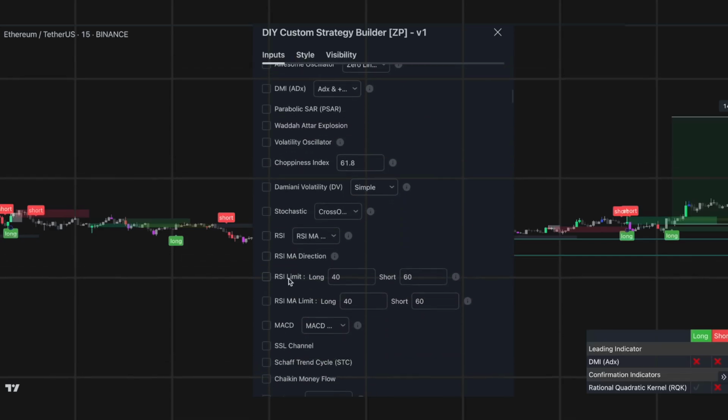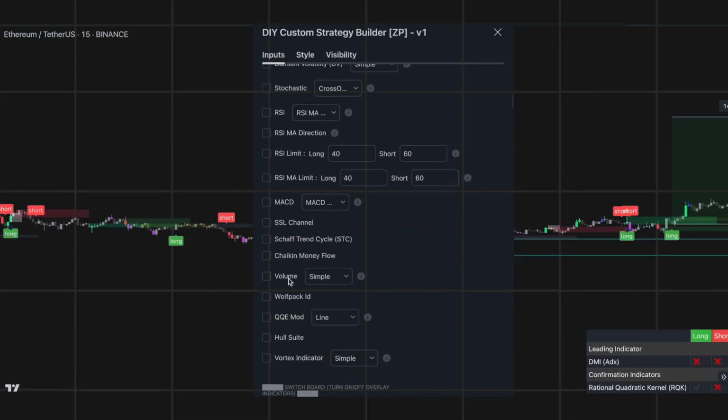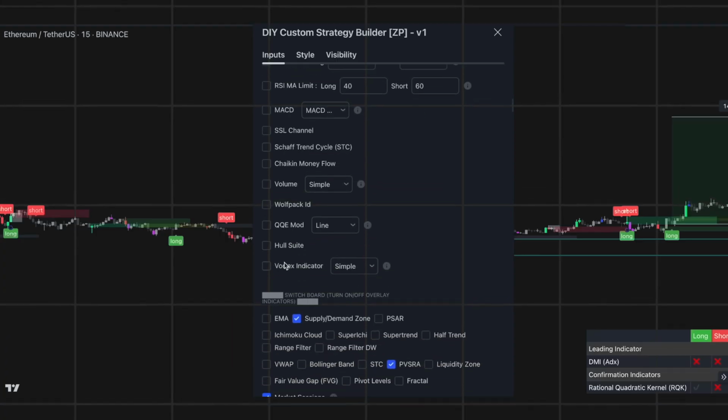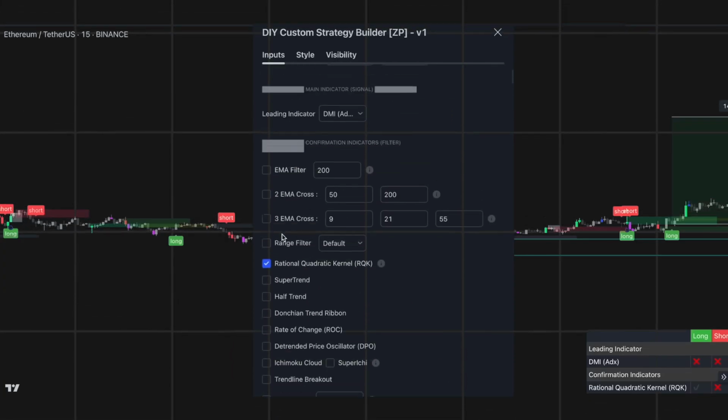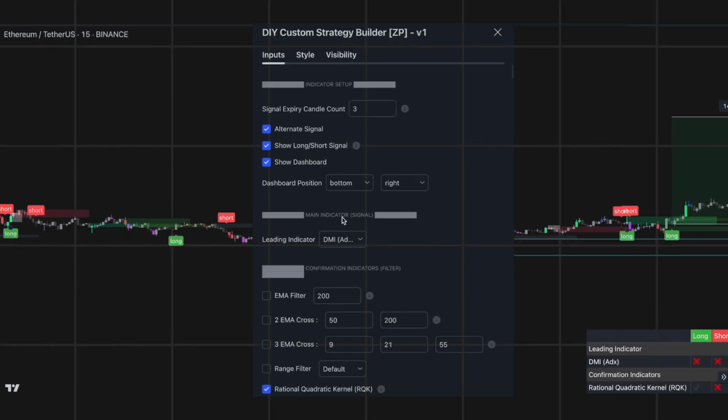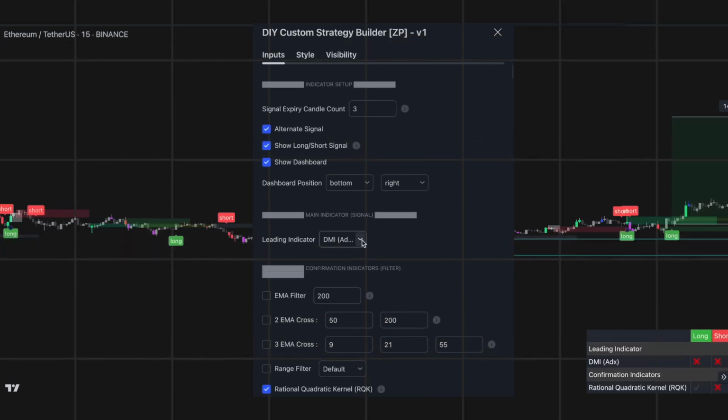Now you can build hundreds of different trading setups in seconds. All you have to do is choose the first and the secondary confirmation indicators. Let me show you another effective combination that works for day trading Ethereum, Bitcoin, and Solana.